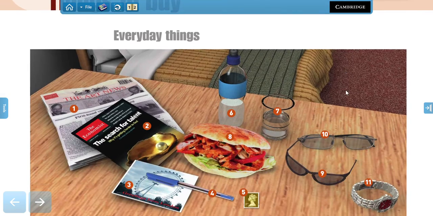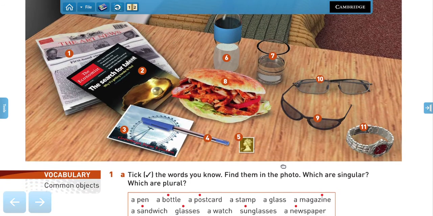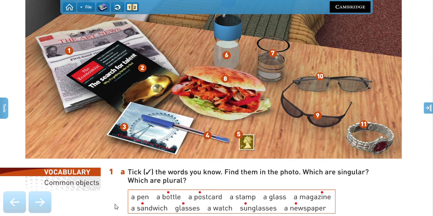All right? So first, we have here an image of some everyday things, some common things that you may have in your house, right? So let's have a look at the image and try to think about the names of each of these objects in English, of course. Take your time and try to identify the names. What is this? So here below you have the names. Can you match them to the picture?